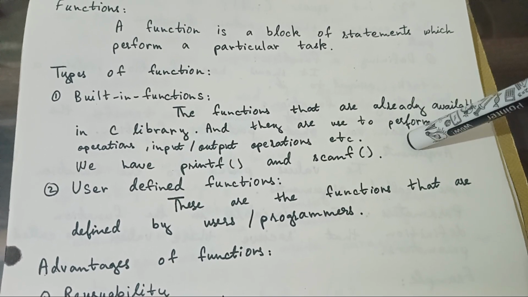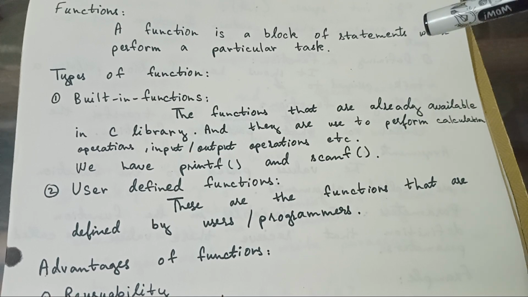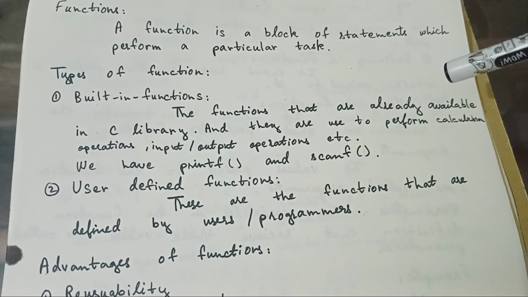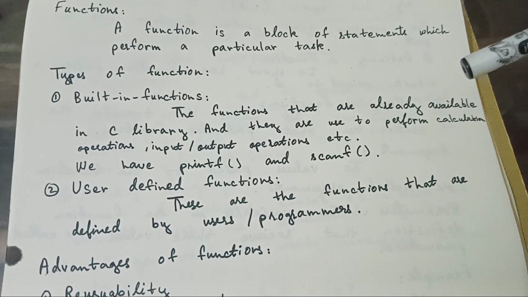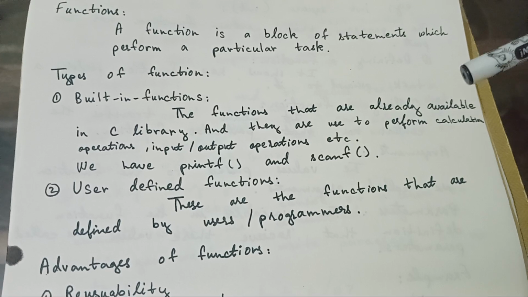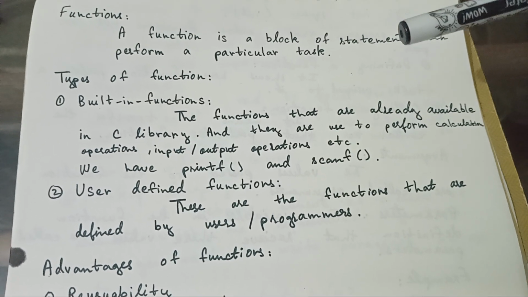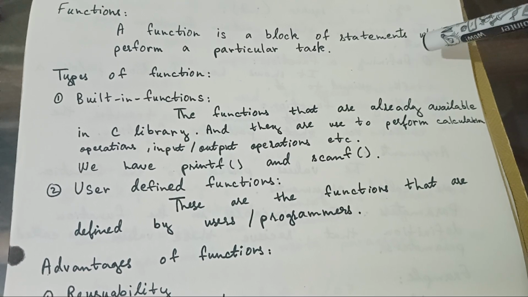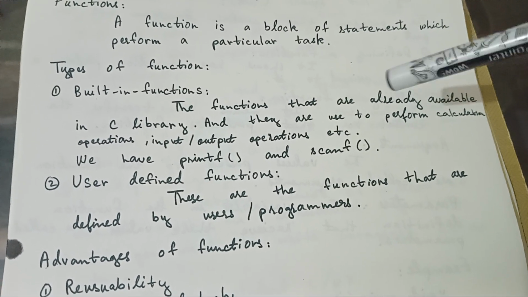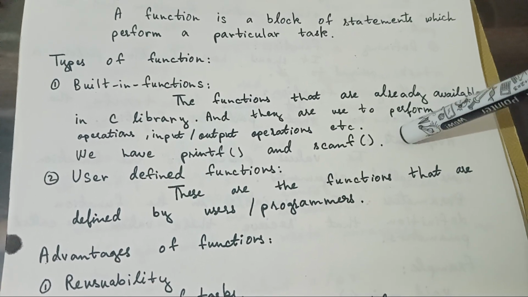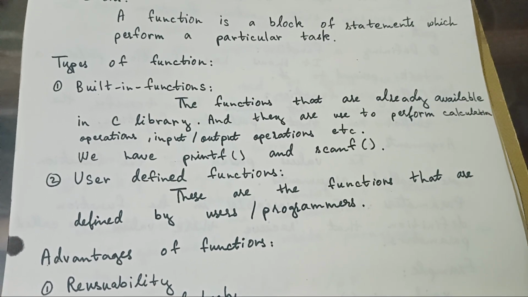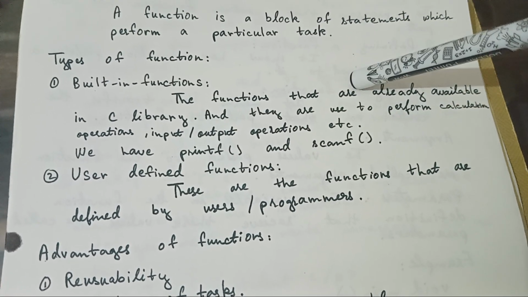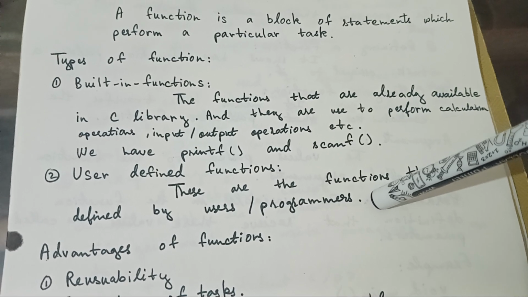Now built-in functions are basically already available in the C library, right? And they are used to perform mathematical calculations or some input output operations. For example, the printf and scanf functions. So these are called built-in functions that are already available in the C library. And the second one is user-defined functions, which are defined by the programmer or the user. So these are the two types of functions: number one is the built-in function, and second one is the user-defined function.